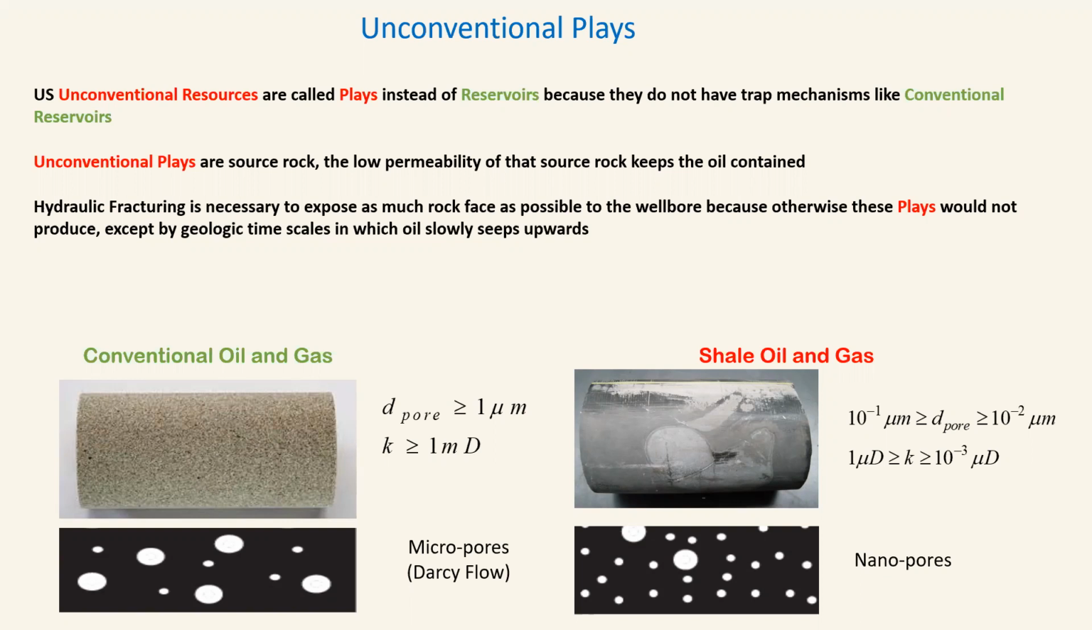Conventional oil and gas has permeability above 1 millidarcy, while shale oil and gas has permeabilities 3 to 6 orders of magnitude less. Tight oil will fall between these, but it's much closer. Tight oil tends to be much closer to conventional oil and gas.